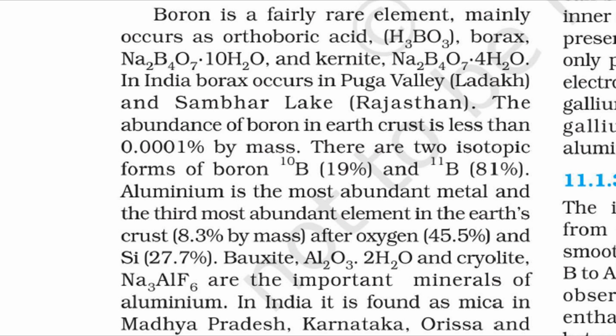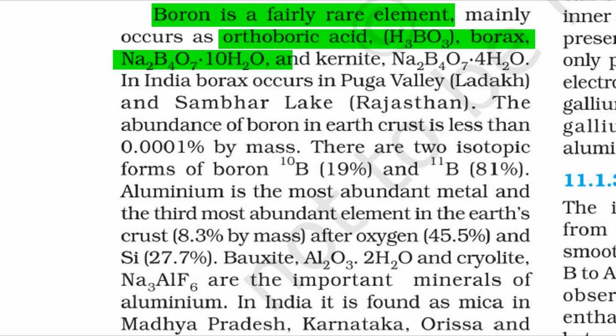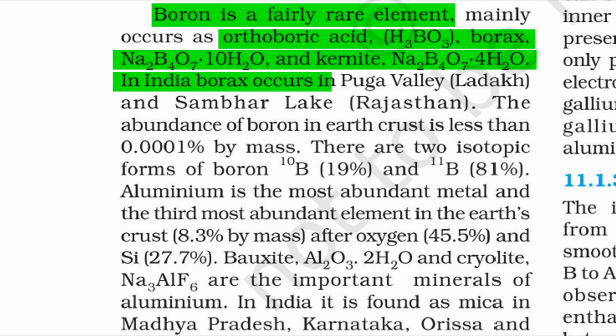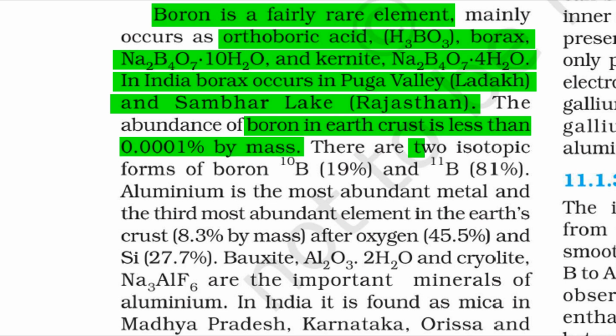So first thing is about boron. Boron is a fairly rare element, and there are some compounds, chemical compositions that you should remember. First is orthoboric acid, that is H3BO3, borax Na2B4O7.10H2O, kernite Na2B4O7.4H2O, and in India borax occurs in Puga Valley, Ladakh, and Sambhar Lake, Rajasthan. And the next thing is boron in earth crust is 0.0001% by mass, and it has two isotopes, that is boron 10 and boron 11. Boron 10 is 19% and boron 11 is 81%.